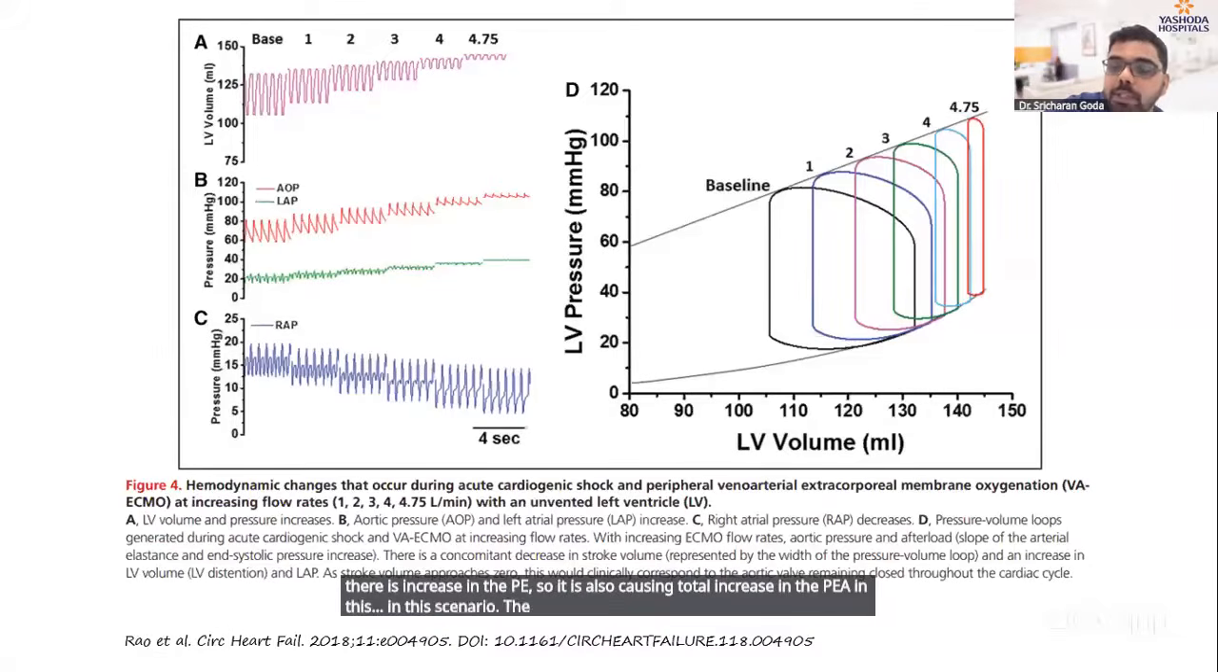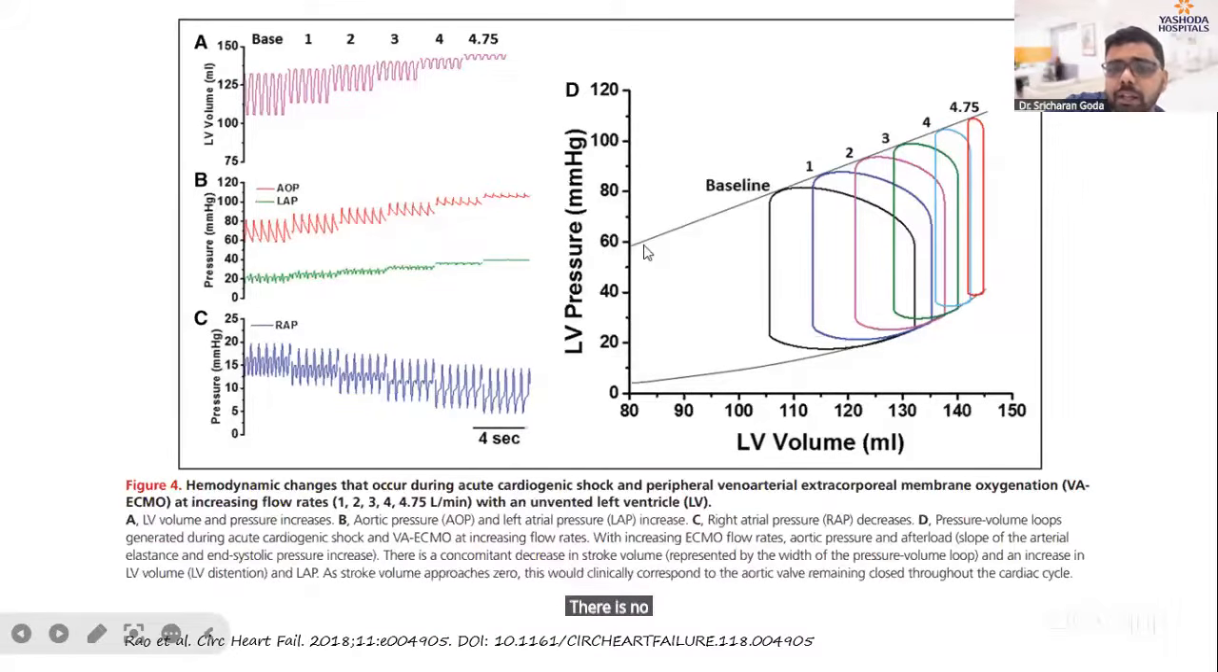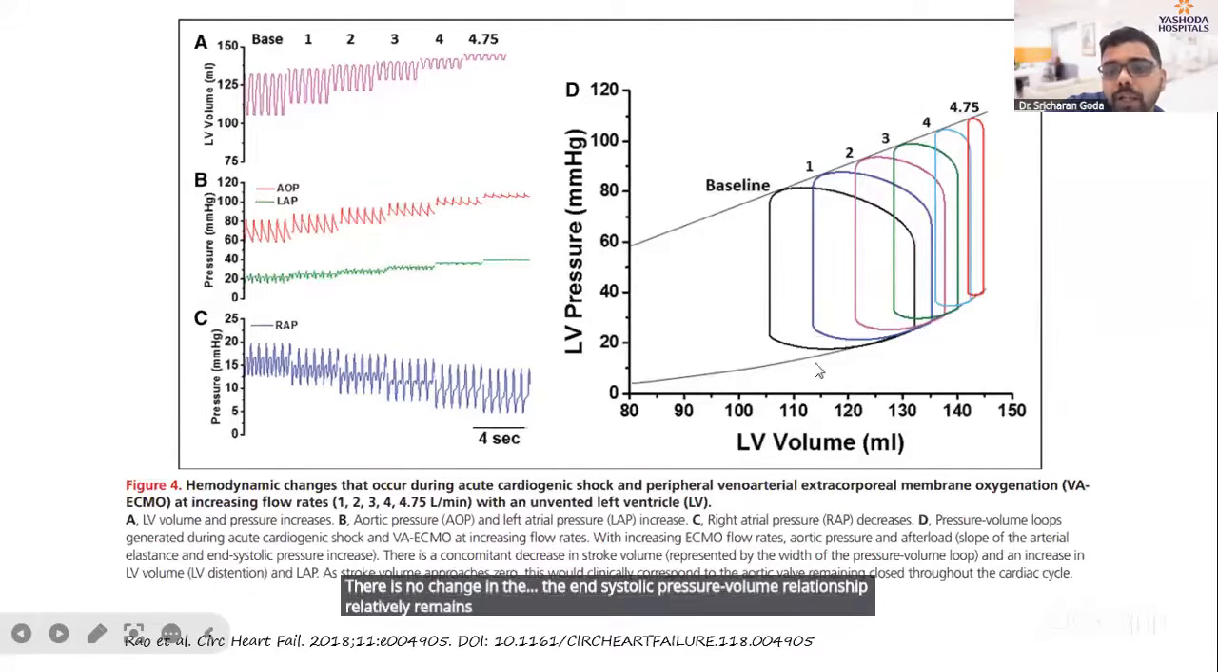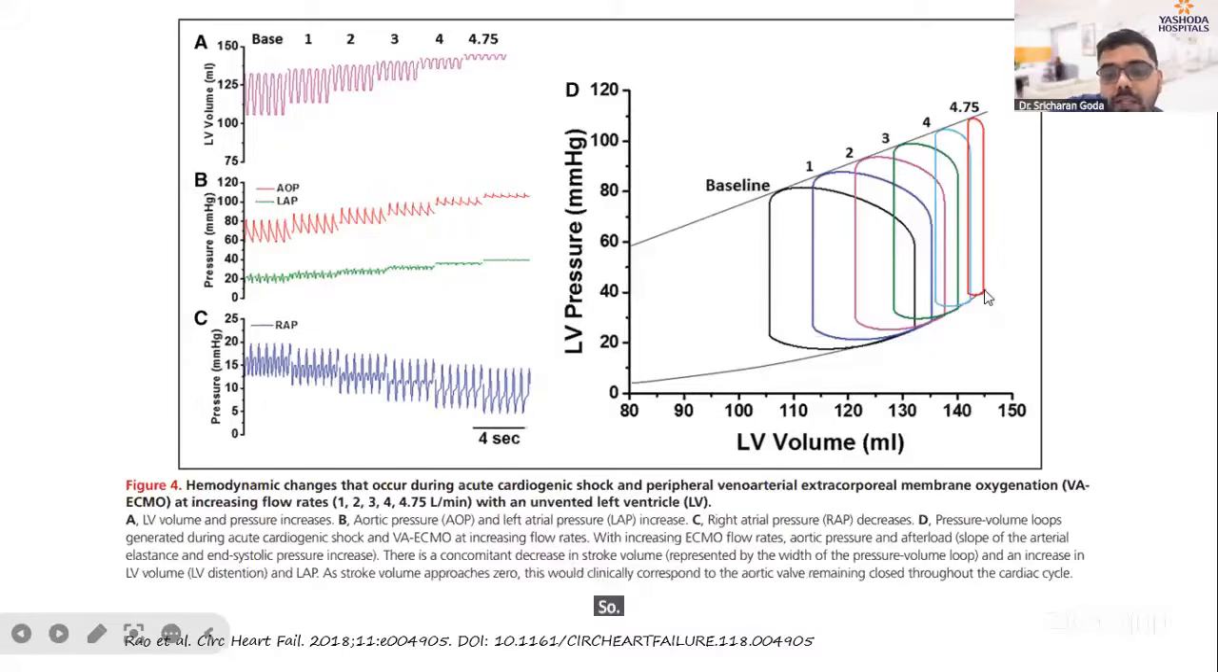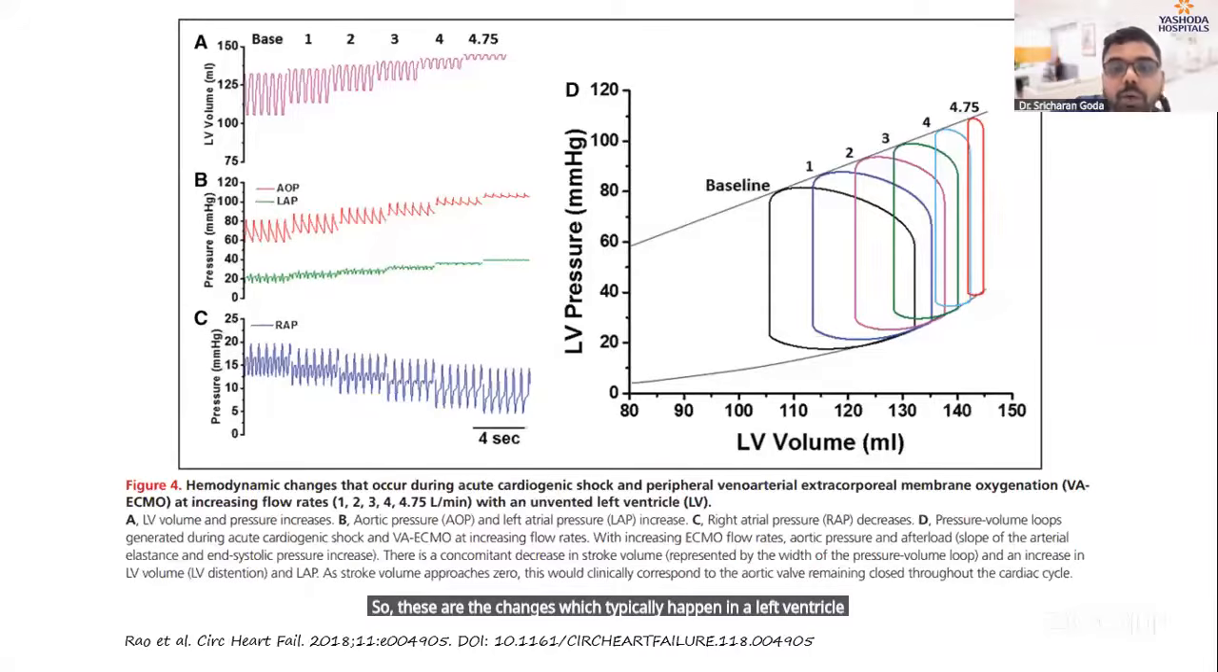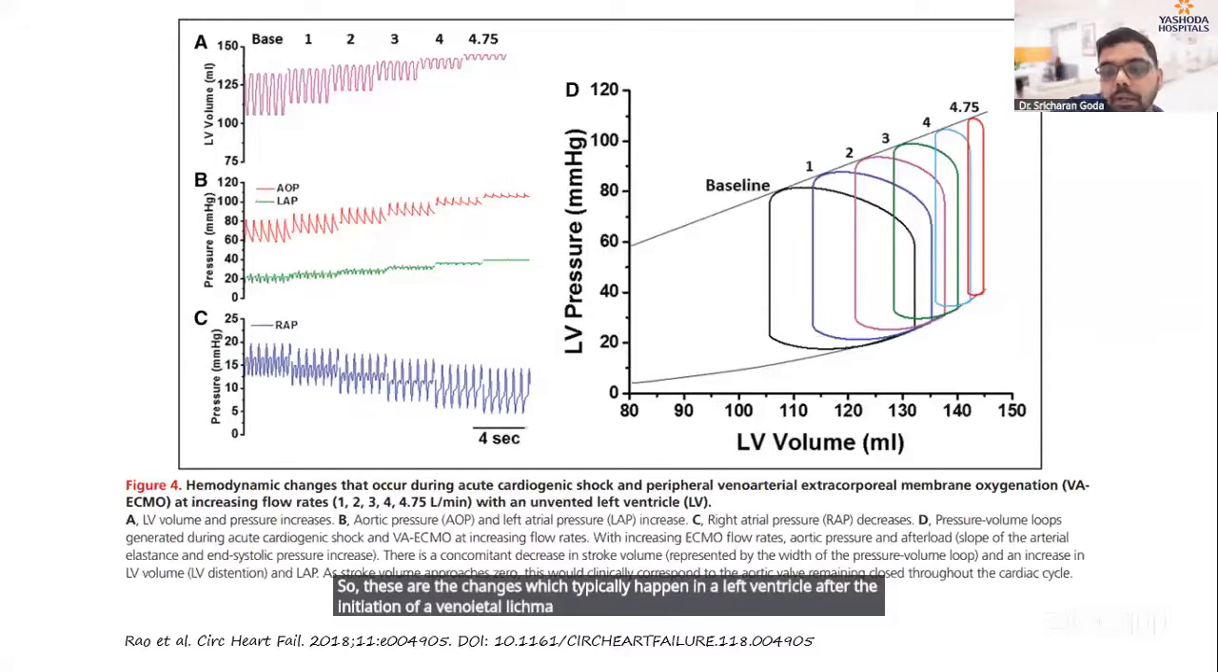The stroke volume is getting more and more narrow. There is no change in the end systolic pressure volume relationship; it remains relatively the same. However, you can see a gradual increase in the end diastolic volumes. These are the changes which typically happen in the left ventricle after the initiation of veno-arterial ECMO at sequential incremental flows.